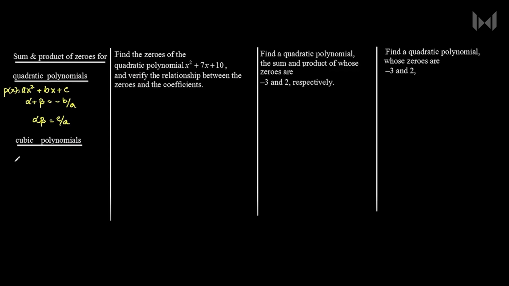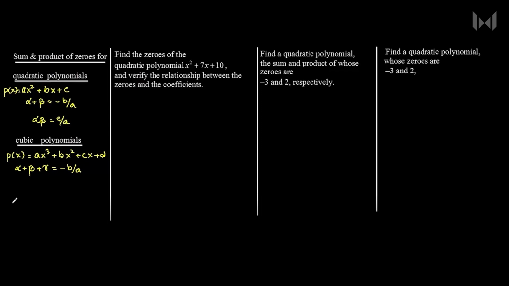Whereas in the case of cubic polynomials, you have p(x), which is equal to ax cube plus bx square plus cx plus d. Now because it's a cubic polynomial, we need to have 3 zeros, and so let those zeros be alpha, beta and gamma. So the sum of the roots, that is alpha plus beta plus gamma, is minus b by a.